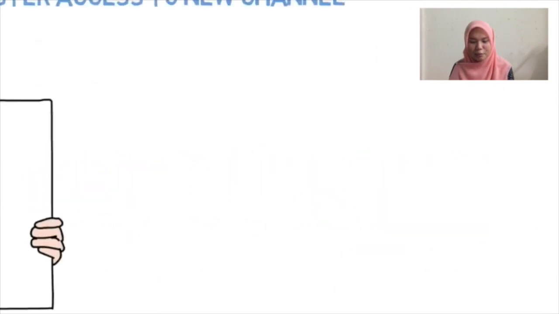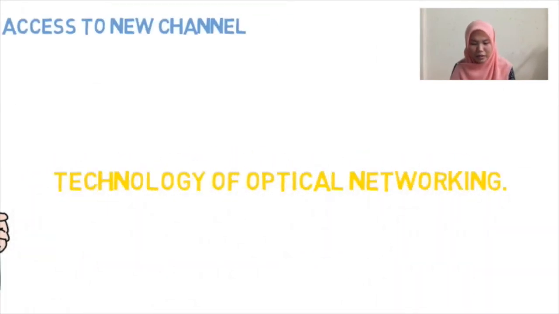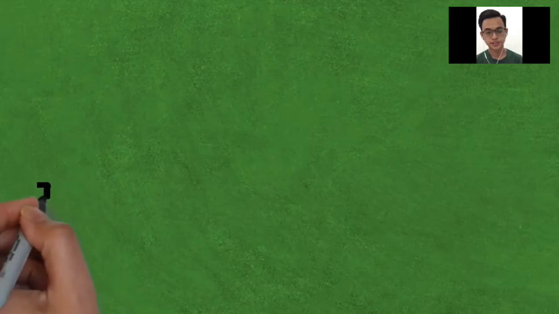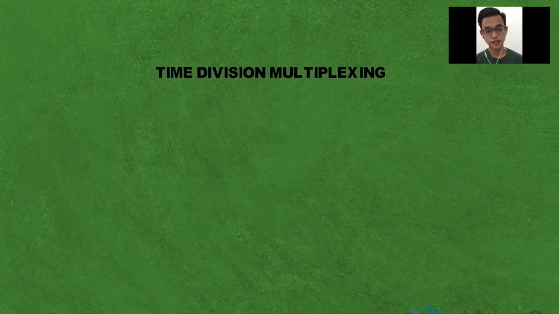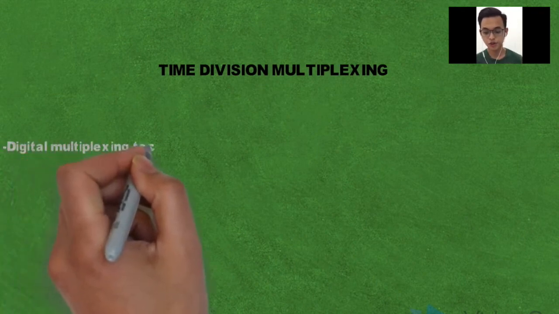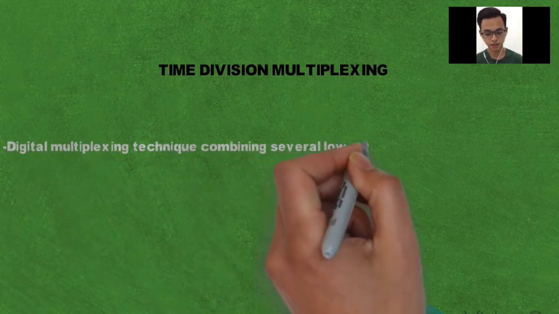In a nutshell, WDM is a technology of combining a number of wavelengths onto the same fiber. It is a basic technology of optical networking. In WDM, multiple optical carriers at different wavelengths are modulated by independent electrical bit streams and are then transmitted over the same fiber. Time division multiplexing, TDM. So, what is TDM? TDM is basically a technique for combining several low rate channels into one high rate channel.